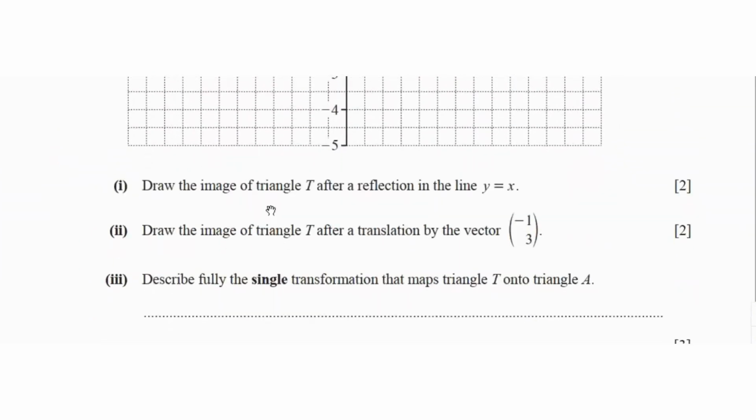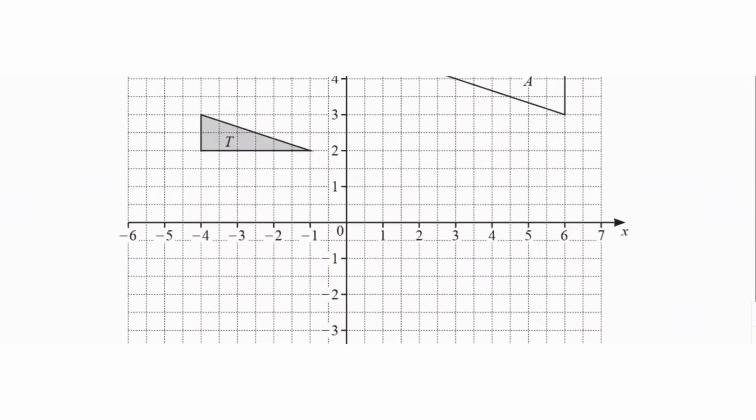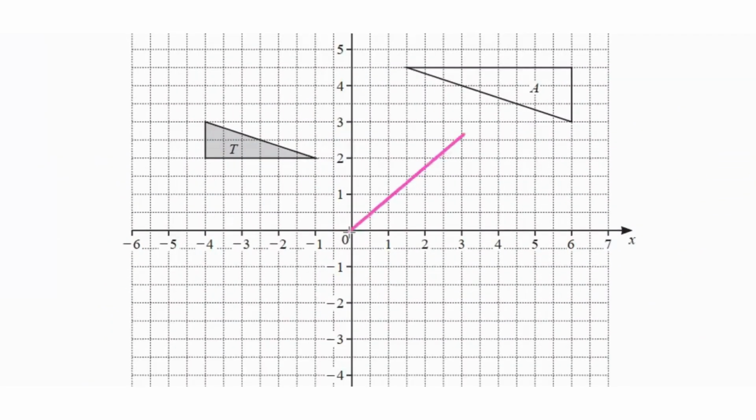Question 2 says, draw the image of triangle T after reflection in the line y equals x. Yeah, this is the correct line for y equals x. And we're going to draw the image for this now. So triangle T would be 2, -1, then 2, -4, and 3, -4.